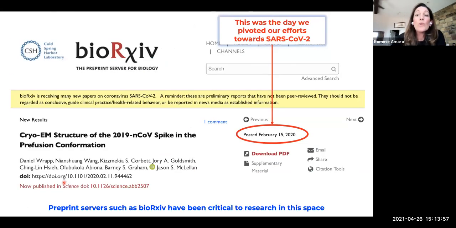Then that same week, something else really important happened, and that was that Jason McLellan at the University of Texas at Austin, together with collaborators at the NIH, dropped into bioRxiv the first high resolution cryo-electron microscopy structure of the SARS-CoV-2 spike. And when that data dropped, that was when we really pivoted our efforts towards SARS-CoV-2 in a very real way.